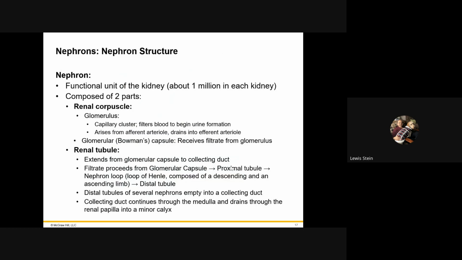Here are the parts: the corpuscle, the glomerulus, the capillary cluster where filtration occurs, and the start of urine formation.